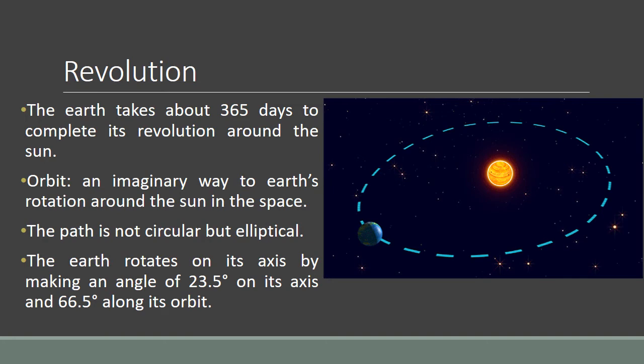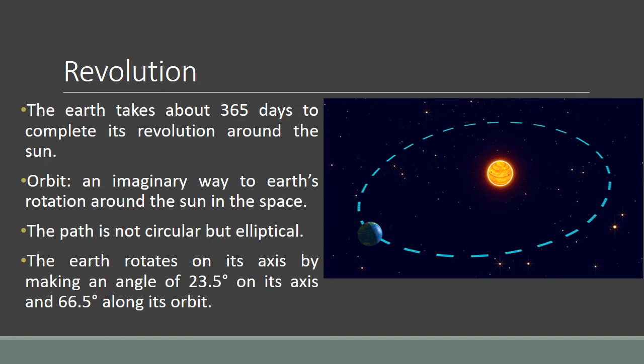These are fixed angles. The earth is tilted at 23.5 degrees. That is the angle which is made when the earth is rotating on its axis, and when it is rotating along the orbit, the angle made is 66 degrees and 5 minutes. Due to this movement of the earth, the seasons occur and day and night are extended and shortened.